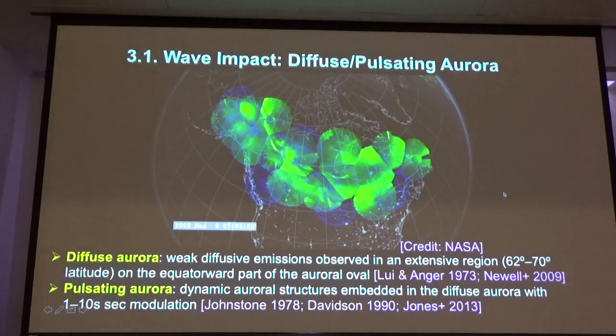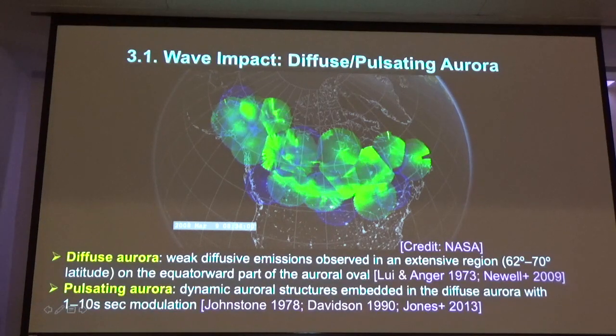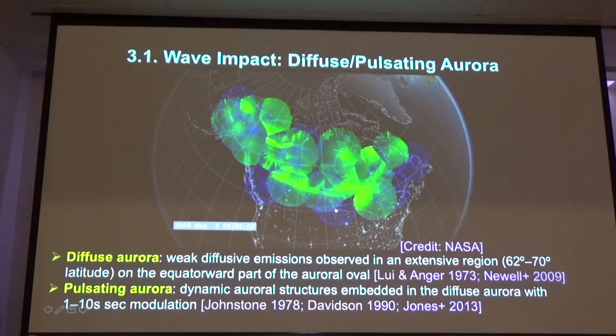So the ground-based all-sky imager provides an excellent opportunity to monitor the large-scale evolution of the aurora. This is one example from the THEMIS all-sky imagers. Diffuse aurora is typically observed in the equatorward part of the auroral oval, and can be observed in a pretty extensive region. Inside of this diffuse aurora, we can often see these dynamic structures pulsating, which is called the pulsating aurora.